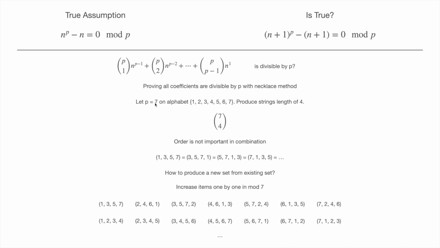That's why 7 choose something is divisible by 7 itself. And remember that 7 was the p-value in my expression. That's why all these combination coefficients are divisible by p itself. In that way, we proved Fermat's little theorem because this expression is divisible by p. We just proved it according to the assumption. So we have proven Fermat's little theorem by induction in this video, and we also used the necklace method and Pascal's triangle to show coefficients are divisible by p.